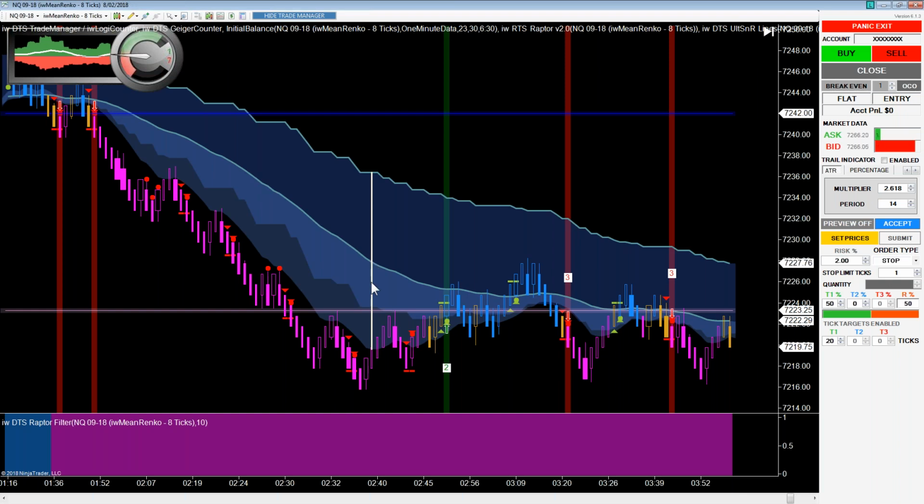Here on the Raptor band, when it becomes very, very broad like this, it does open up the possibility of a reversal. And that's one of the things I like to actually see with a number 2 signal, is a very, very drawn out trading band. It makes me think that a reversal is more likely.